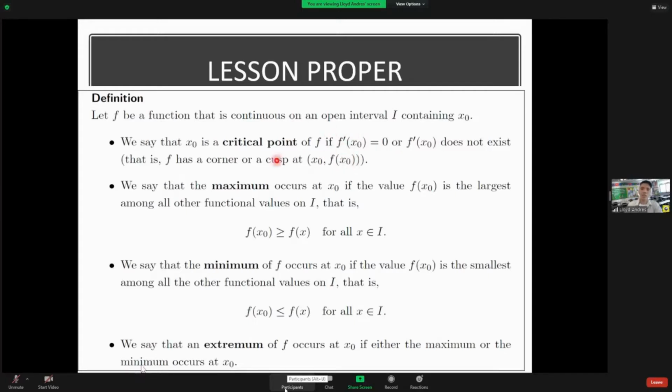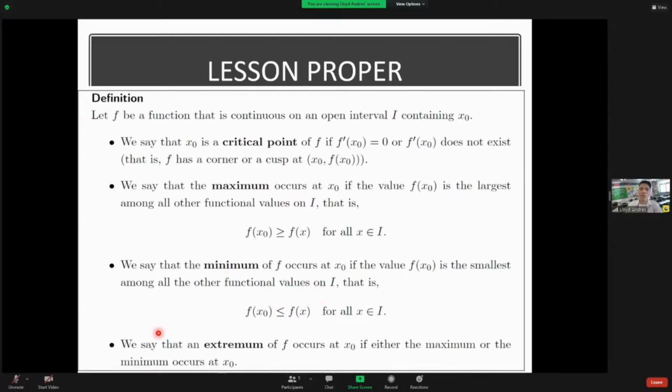So, that's critical point. What about maximum? From the word maximum, we say that the maximum occurs at x sub 0 if the value of f of x sub 0 is the largest among all other functional values on I. So, meaning maximum siya kung siya pinakadako, from the word maximum ganito. And while ang minimum, siya po ang smallest among all the other functional values of I. So, that is maximum and minimum.